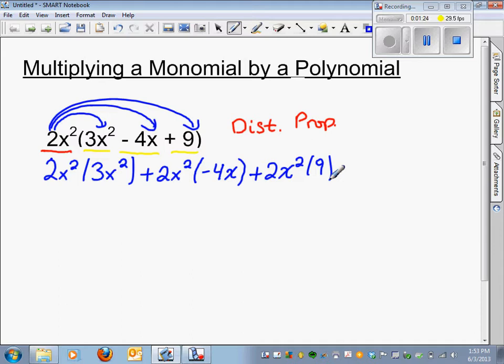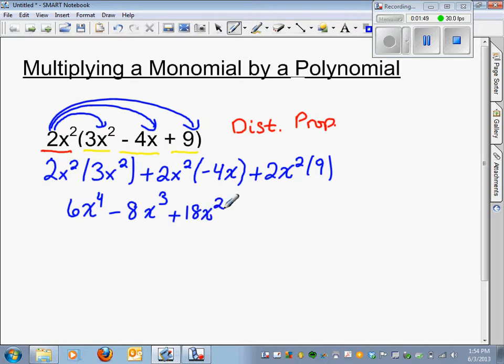Now we multiply. 2 times 3 is 6, and the x squared times x squared will give us x to the fourth. The second piece of multiplication, 2 times negative 4, gives us a negative 8, and x squared times x is x to the third. Finally, the 2x squared times 9. 2 times 9 is 18, x squared.